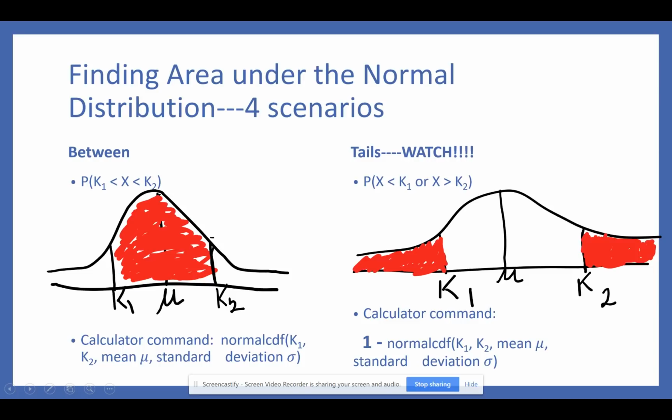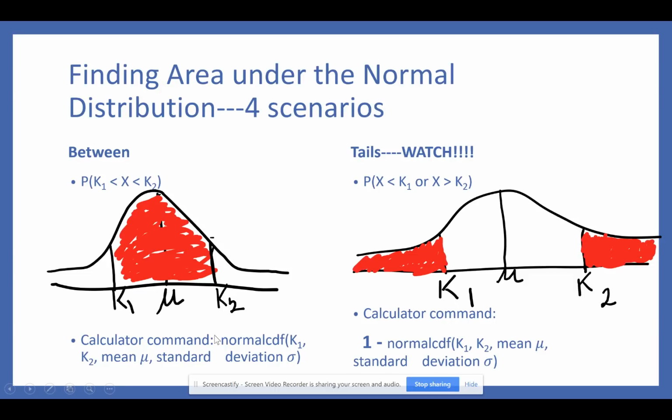The last scenario is called the tails because we're looking for the regions on either end of the distribution. So it's like the tail of a cat or the tail of a dog. We're on the tails. But guys, be careful. This is the one that tends to give students trouble. You can recognize this scenario because you usually have some kind of joined statement using the word "or" or possibly the word "and." So you would have the probability, P, that your variable X is less than K1 or your variable X is greater than K2.